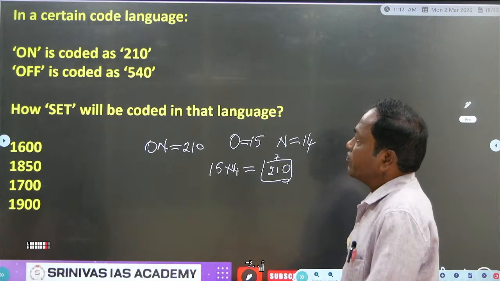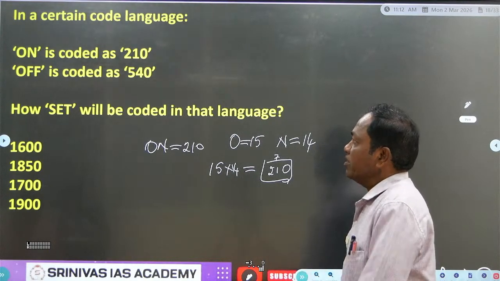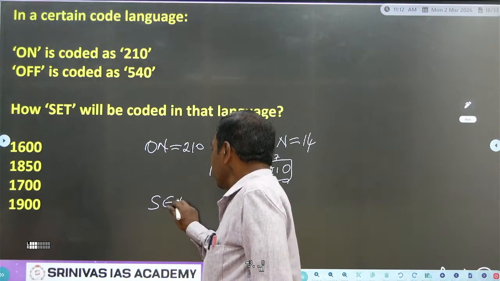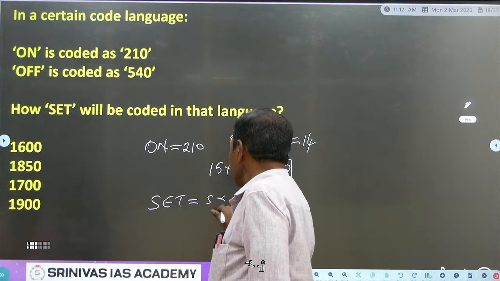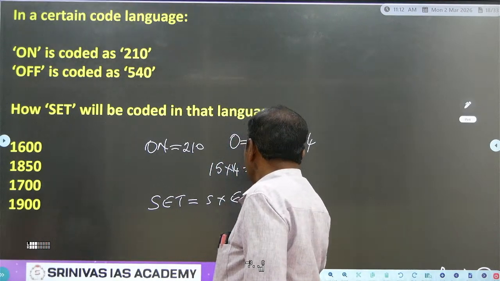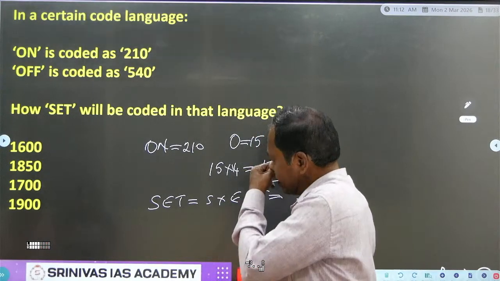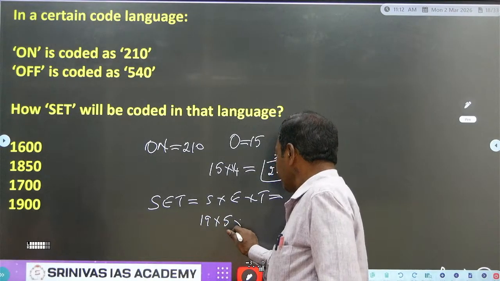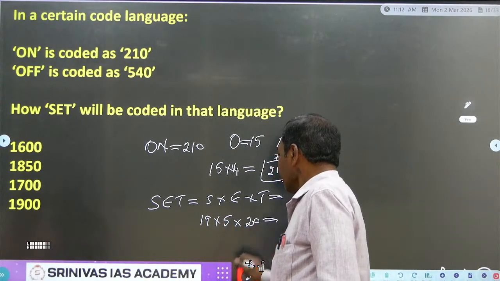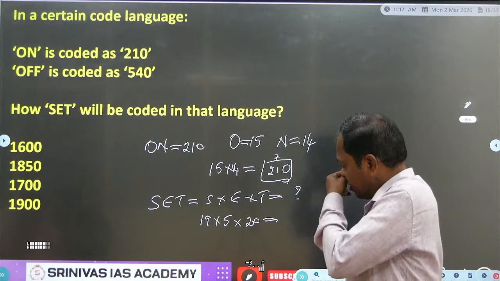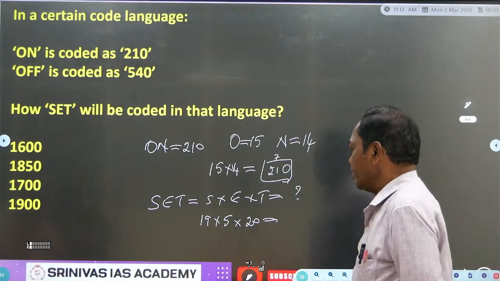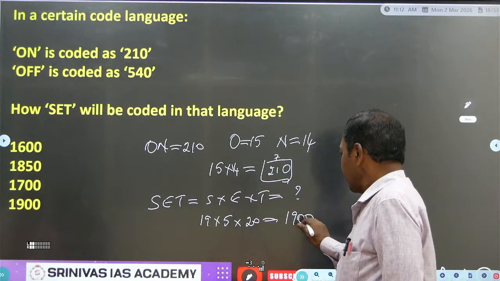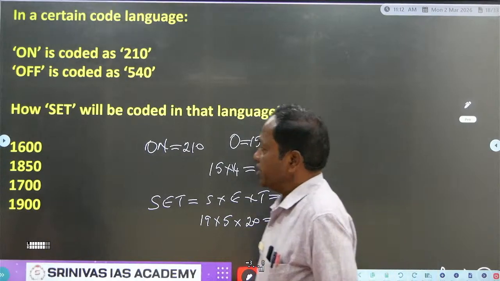Now, OFF is coded as 540, fine. How will SET be coded in that language? S-E-T. It means S into E into T. What is S? 19. E is the 5th letter, T is the 20th letter. 19 into 5 is 95, 95 into 20 is 1900. 1900, option D.